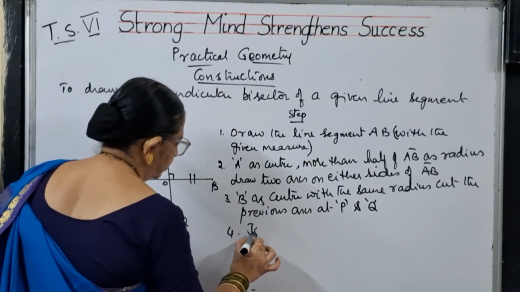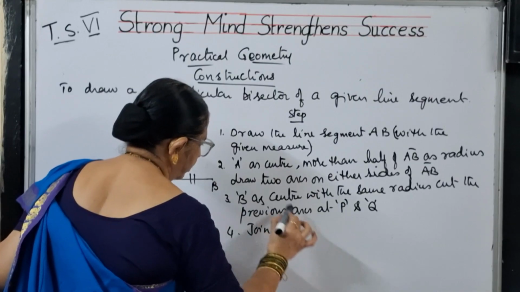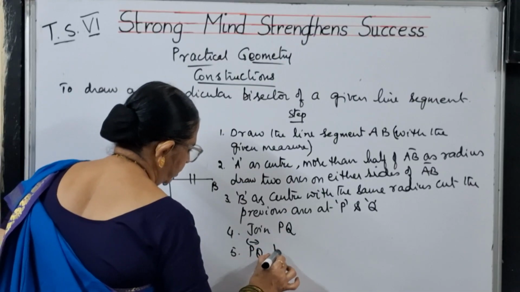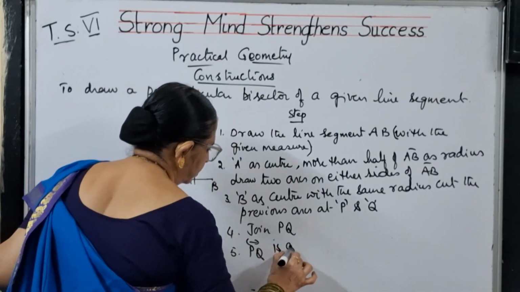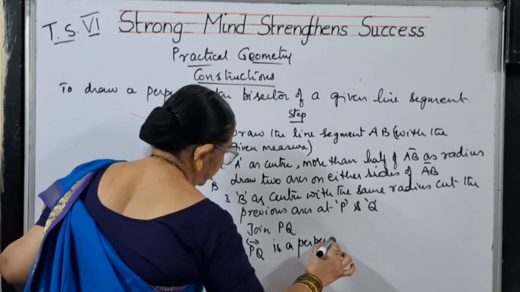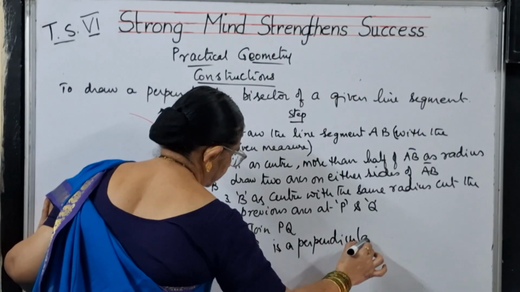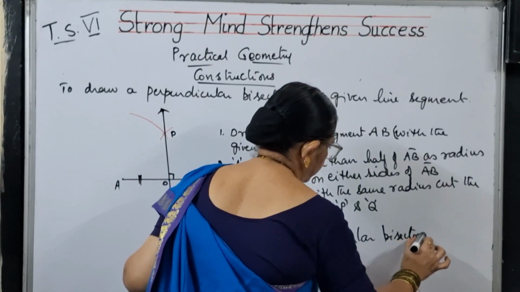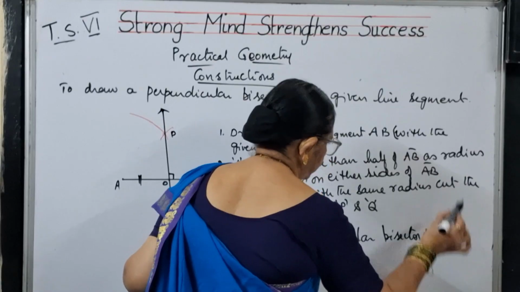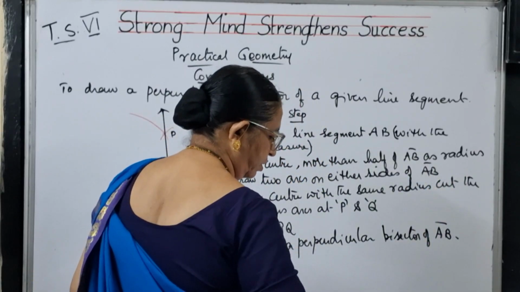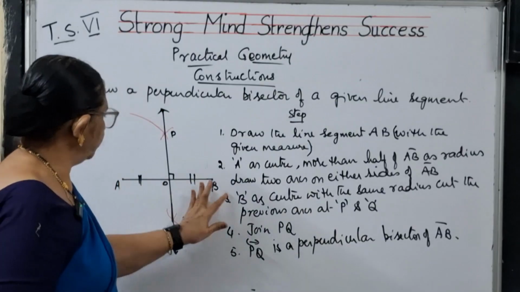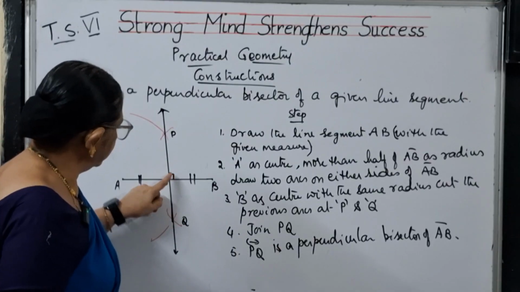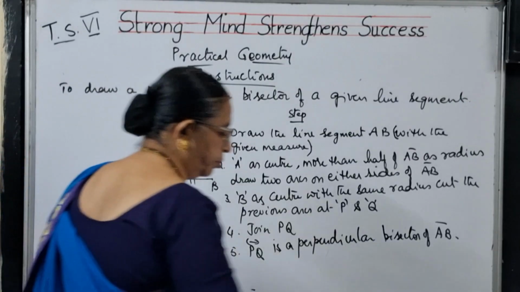Fourth point, join PQ. Fifth point, PQ is a perpendicular bisector of AB. These are the steps, children. So if you measure AO and OB also, they are equal in measure. So these lines indicate that these are equal in measure. This indicates that this is a perpendicular bisector.